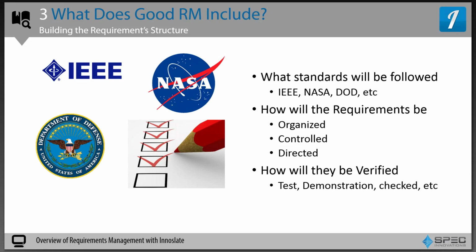So what does good requirements management include? Well, the first thing you've got to start identifying is what standards will be followed. You can follow standards from IEEE, NASA, the Department of Defense, or various other industries, or maybe your organization has a standard that you follow. The other thing we have to look at is how will the requirements be organized? Will they be organized and controlled in one way, and how will you be directing them so that they move from one side to the other across the whole life cycle? And finally, how will they be verified? You've got to start asking, well, can I verify this requirement via one of the verification methods? Things like test, demonstration, check, etc.